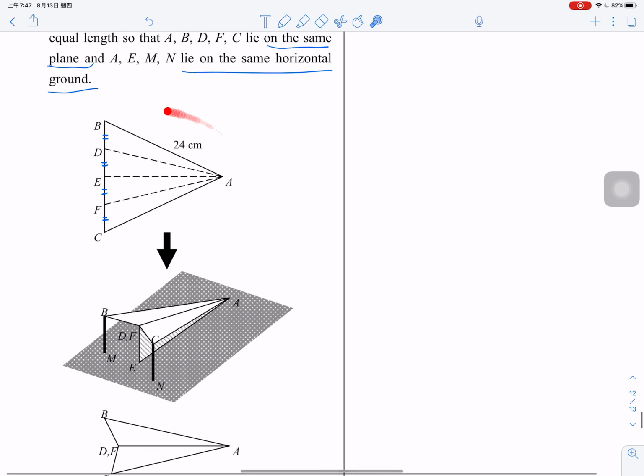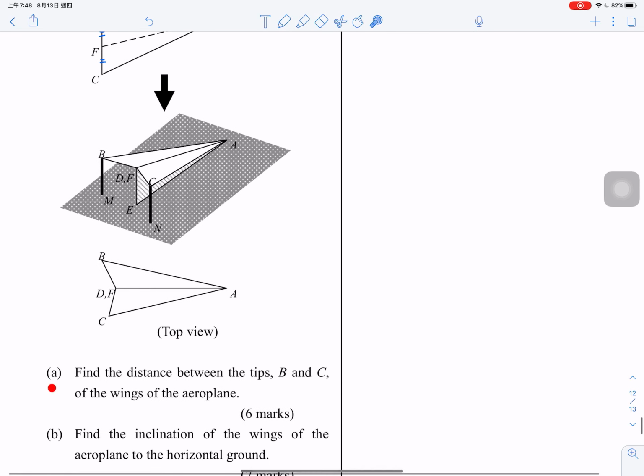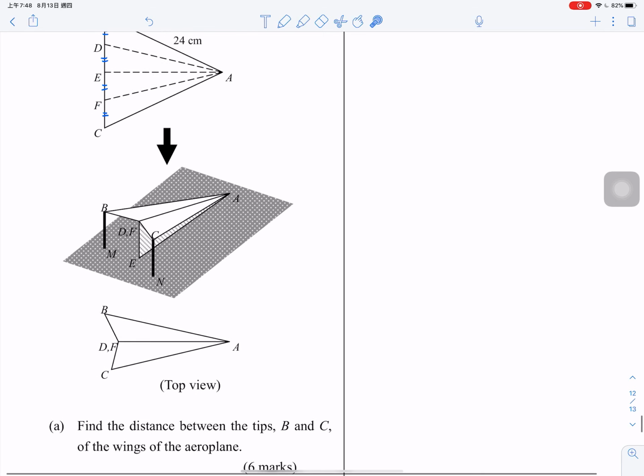So we have a paper with these 4 equal lengths, and then fold up these 3 lengths, and then AD, AF coincide, and you form this paper aeroplane. Next, two sticks here, and make sure these 5 points are on the same plane. This is the top view. Question A. Find the distance between the tips B and C of the wings of the airplane.